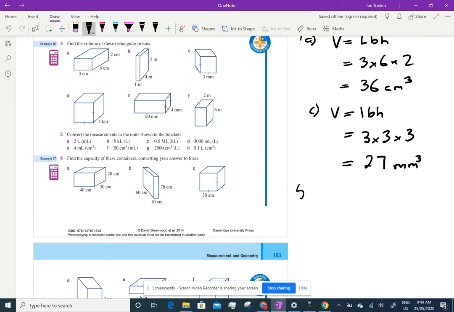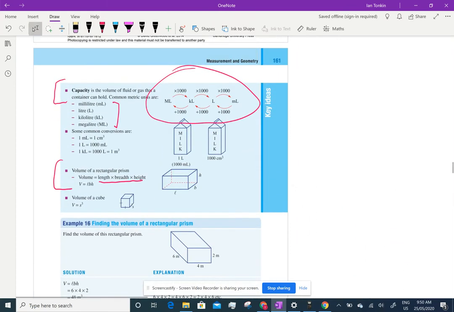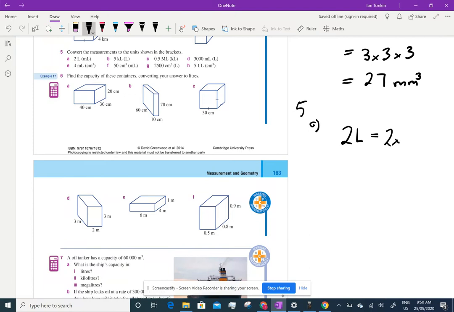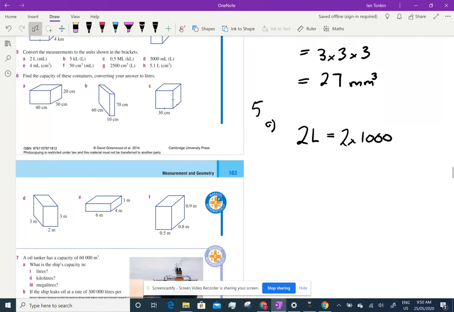Question 5. Now these are conversions, so we're going to have to use our conversions. So I'm going to do a cubic one, and I'll just do a mils. So I'll do 5A. If you can do them on your own, I've got 2 litres, and I've got to convert that to mils. So if I go back up here, what do I do? So I've got litres, and I've got to go to mils. Oh, I times by 1,000. So 2 times 1,000, and now I'm in mils, or millilitres. So 2,000 millilitres.